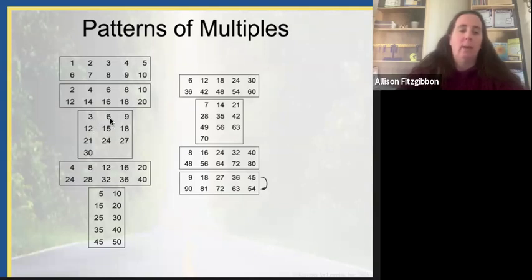6, 1 and 5 equals 6. 2 and 4 also equals 6. And the same thing with our final row. 9, 1 and 8 is 9. 2 and 7 is 9. I continue to show you all these patterns.